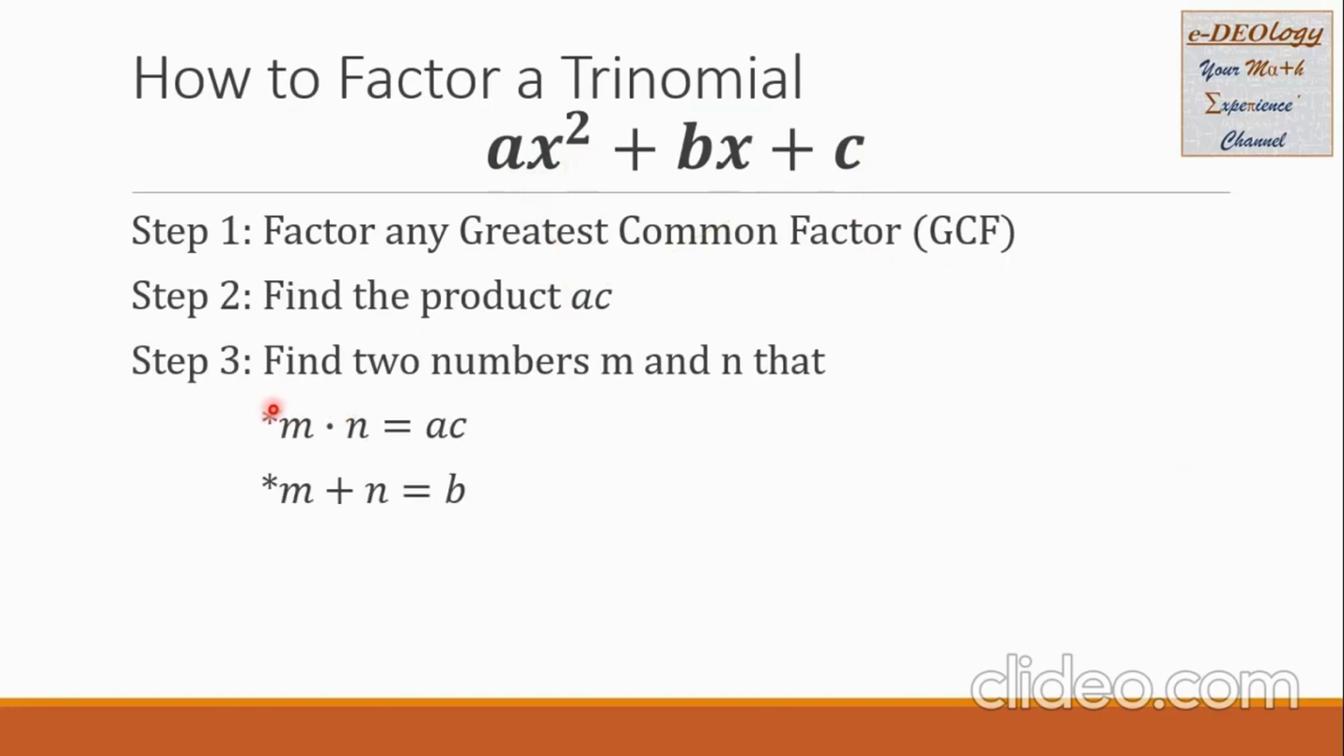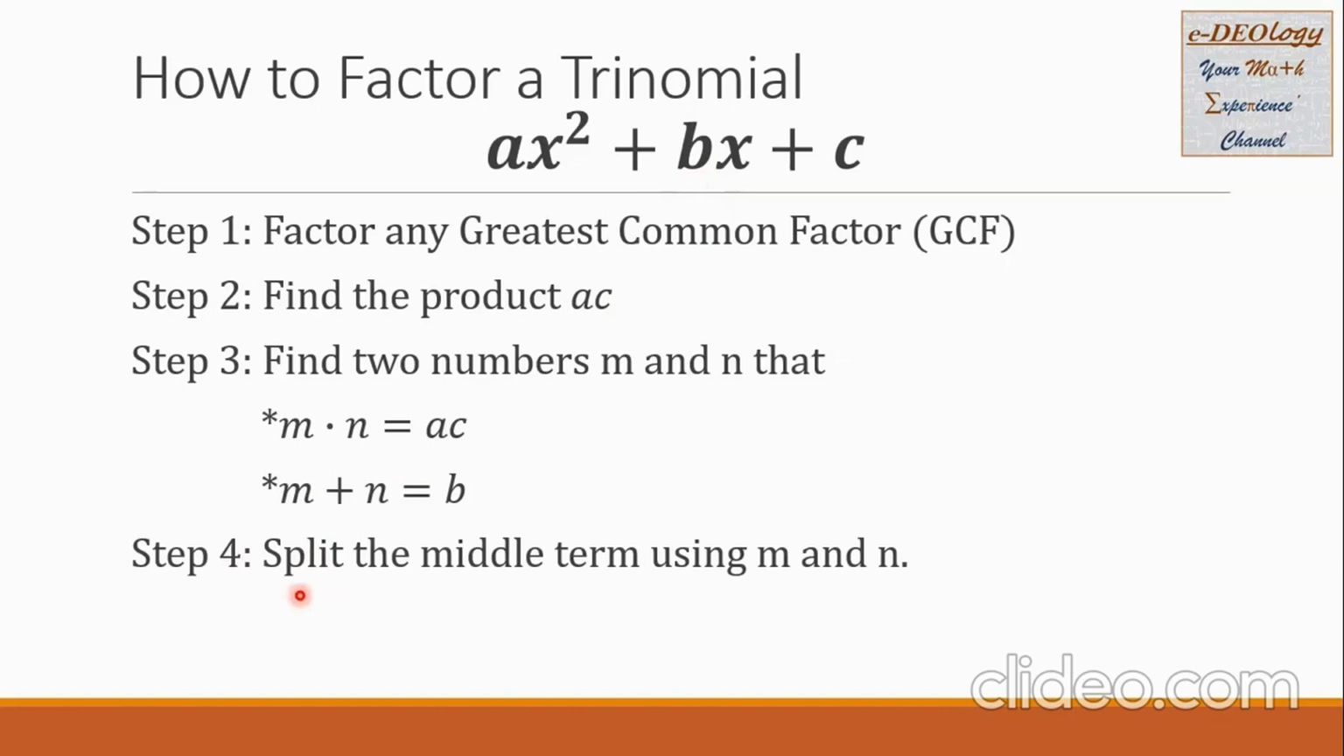Step 3, we're going to find two numbers m and n, such that if we multiply the m and n, this is equal to the AC, this AC coming from step 2. Also, if we add the m and n, m plus n, it must be equal to the b. And this b is the coefficient of the x in the middle term of the trinomial.